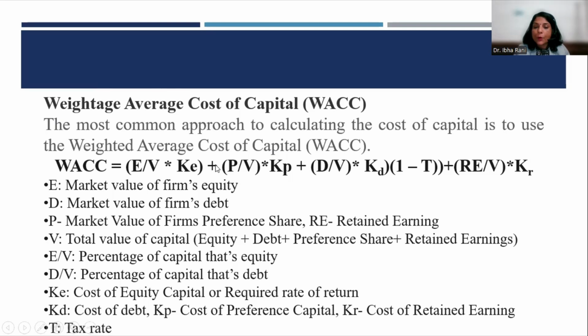Preference shares divided by the total value multiplied by the cost of preference share capital, plus the debt capital in the company divided by the total value multiplied by the cost of debt capital, and as interest is tax deductible in nature, this should be multiplied by 1 minus T, plus retained earnings divided by the value of the capital multiplied by the cost of retained earnings.